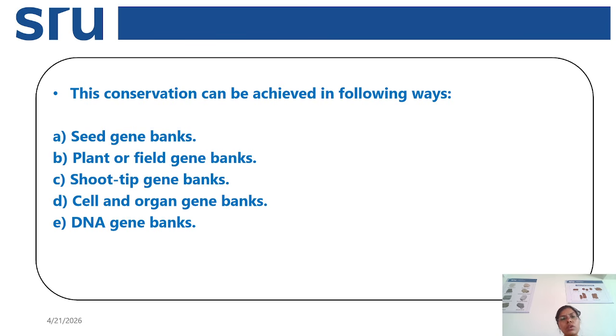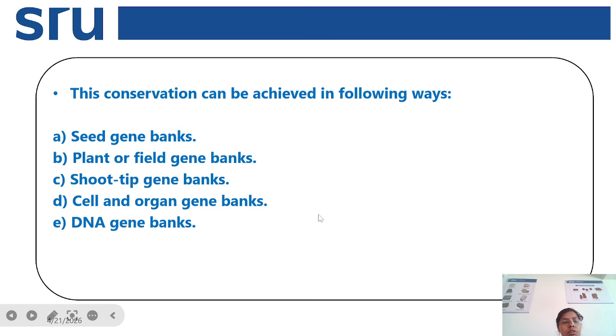Here we can conserve the germplasm in the form of seed. And next is the plant or field gene banks. Here also we can conserve the germplasm in the plant or in the field. And next is shoot gene banks, the fourth one is cell and organ gene banks, and the fifth one is DNA gene banks. Have you heard about cryopreservation? That is the storage of cells at minus 196 degrees.